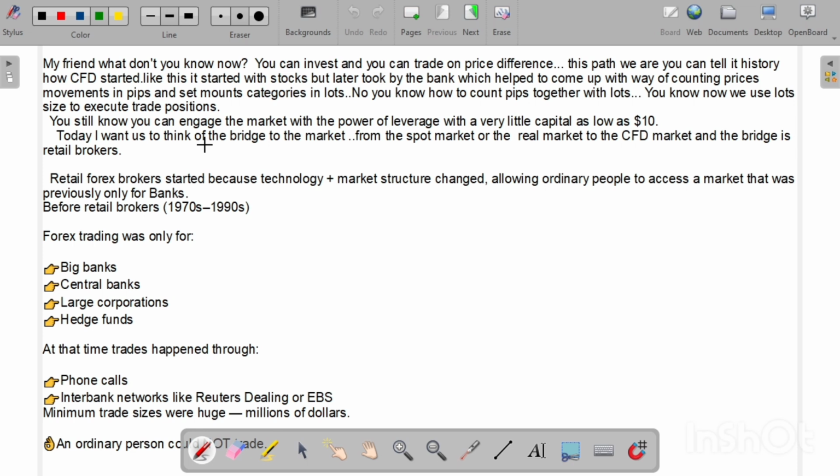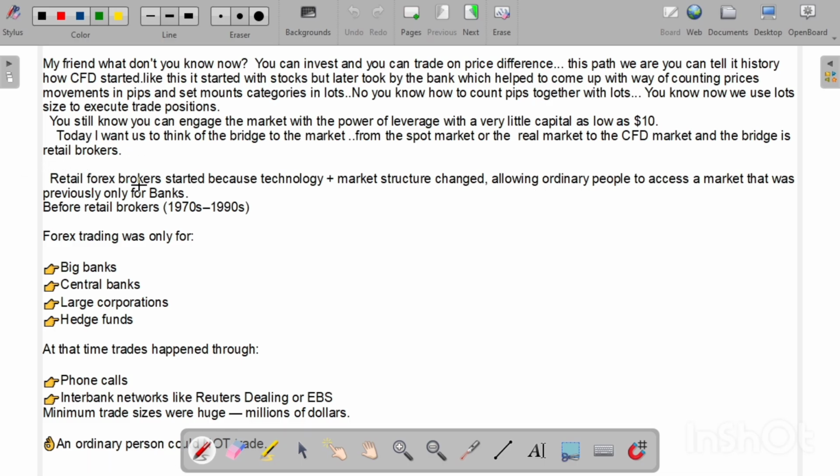Today I want us to think of the bridge to the market, from the spot market or the real market to the CFD market, and the bridge is retail brokers. Now these are what we want to look at. When you are in the spot market, which is the real market, you still need a broker, and in CFD trading you still need a broker, and these brokers in the CFD are called retail brokers.